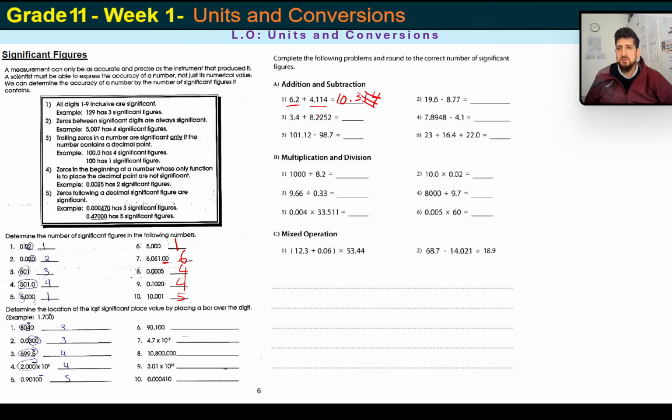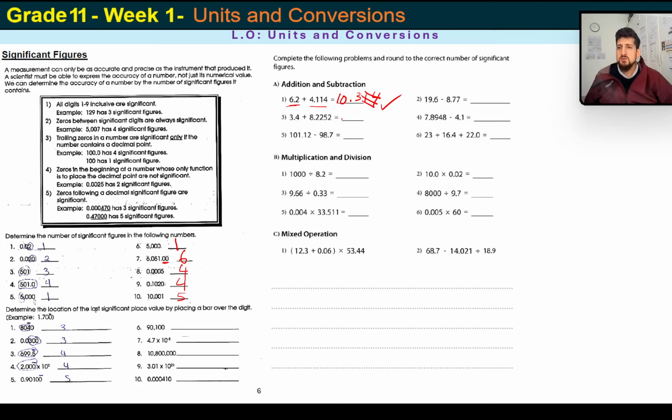Why is that? Why'd you do that? Well, because you can see here it's to 1 decimal place, and so it's not very accurate. So I can't make the answer more accurate than one of the components. So 10.3 is sufficient, okay?